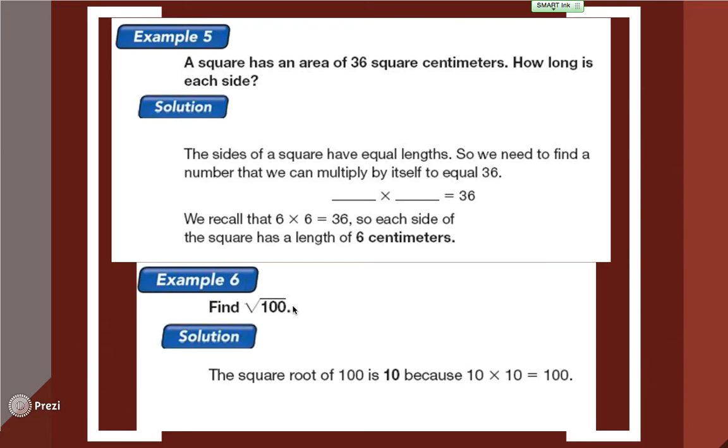In example number 6, that's kind of what you're doing here, is you're finding what times itself equals 100. That's basically what we did here. So the square root of 100 is 10 because 10 times 10 equals 100.